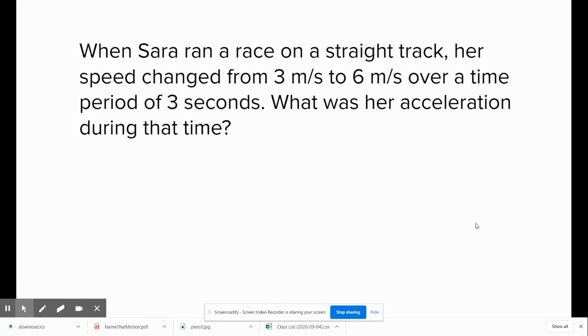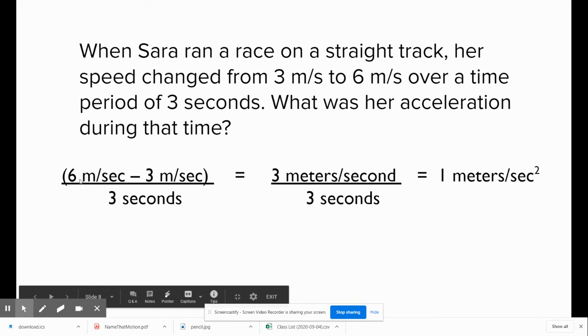Here's another example. When Sarah ran a race on a straight track, her speed changed from 3 meters per second to 6 meters per second over a time period of 3 seconds. What was her acceleration during that time? We should probably go back and add the word average acceleration. So remember, I'm interested in this particular period of time.